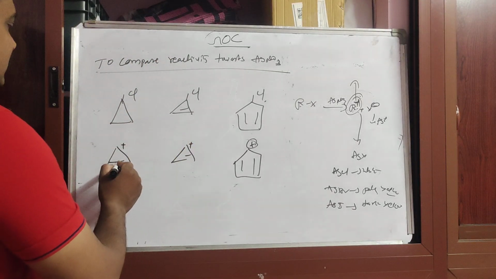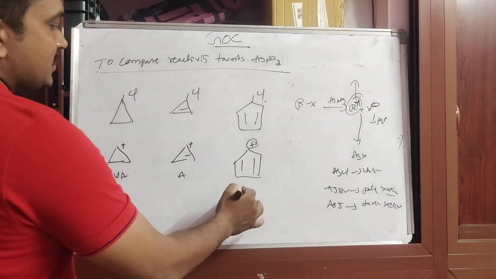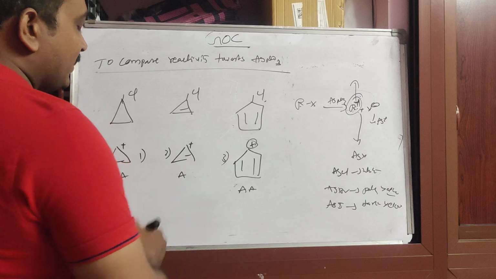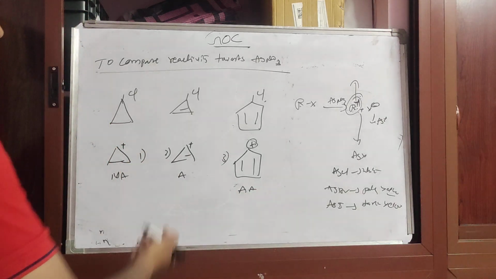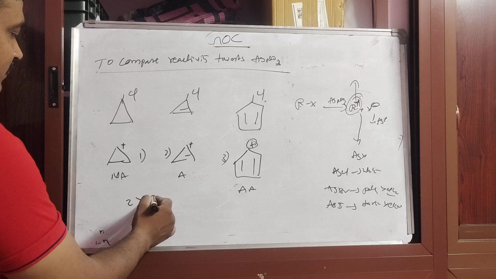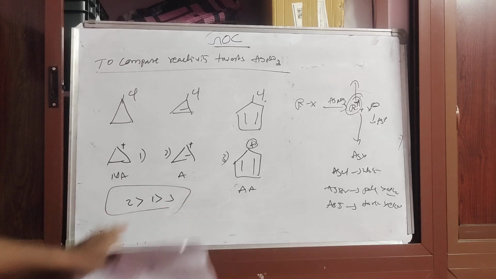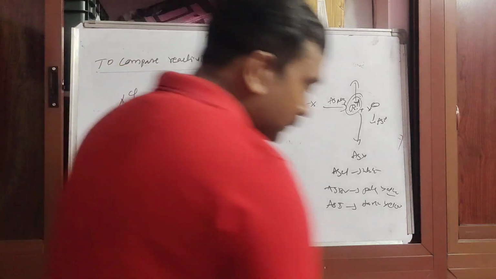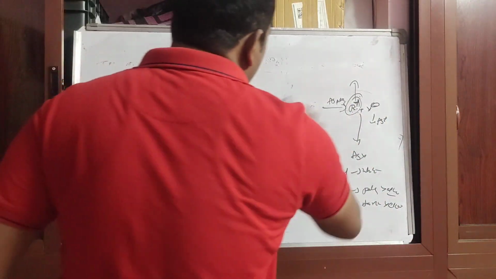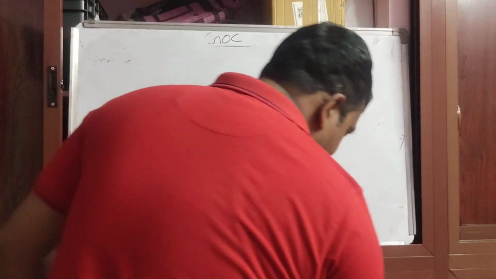This one is non-aromatic, this is aromatic, and this is anti-aromatic. First, second, third. If you compare these, which one is more reactive? More stable is more reactive. The second one is greater than the first, and the first is greater than the third. This is the sequence of the reactivity of the molecule with silver nitrate. Next, I take one more, another on the same concept.